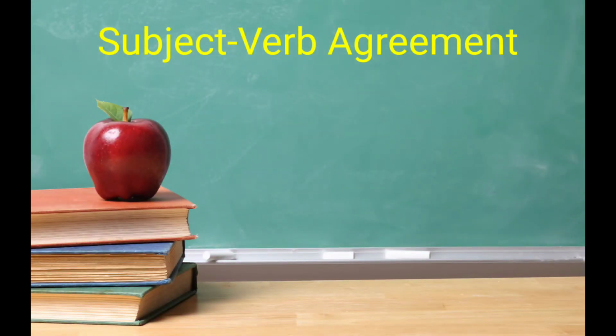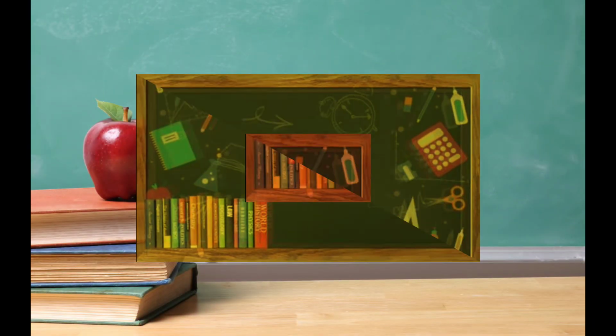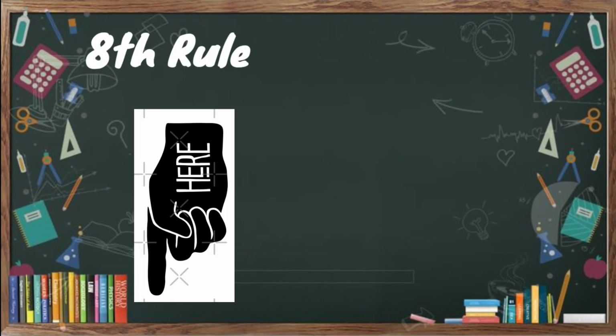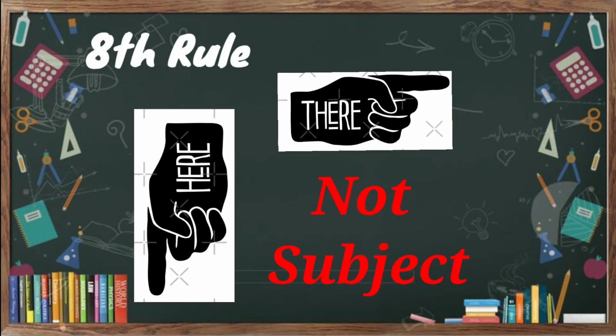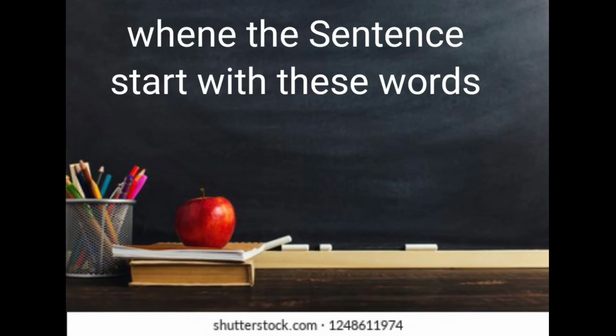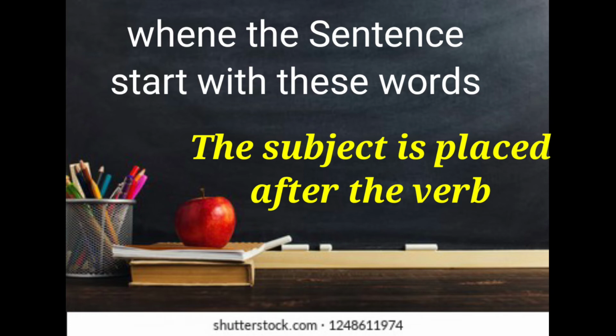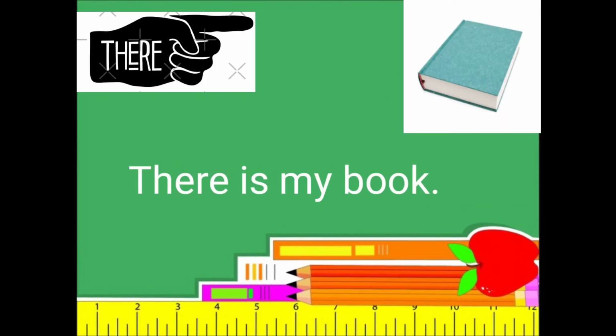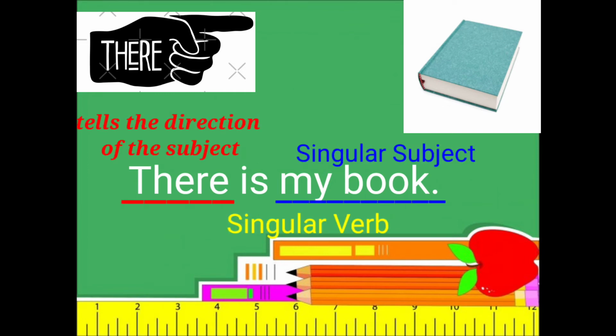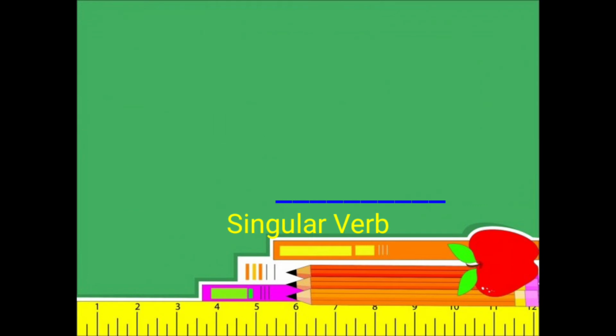For our eighth rule, the words here and there are not the subject when the sentence starts with those words and the subject is placed after the verb. For example, the sentence, there is my book. There tells the direction of the subject. My book is a singular subject, is a singular verb. There in that sentence simply tells something about the location of the subject of our sentence, which is my book.